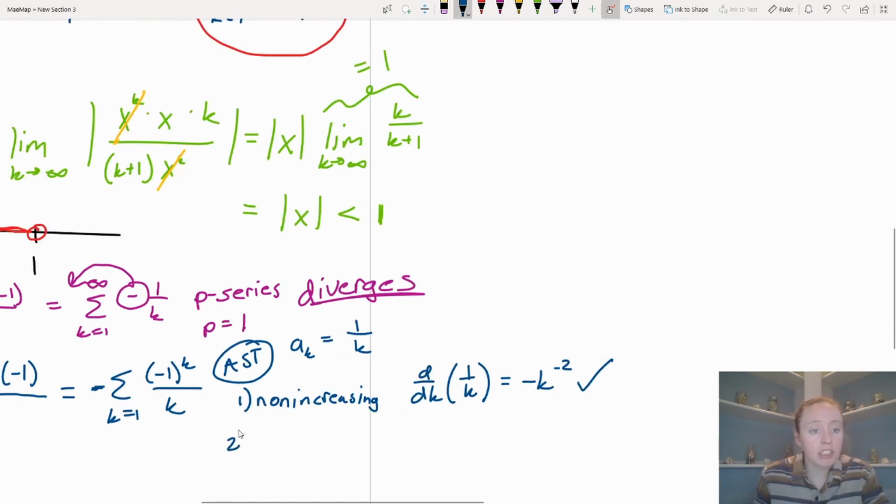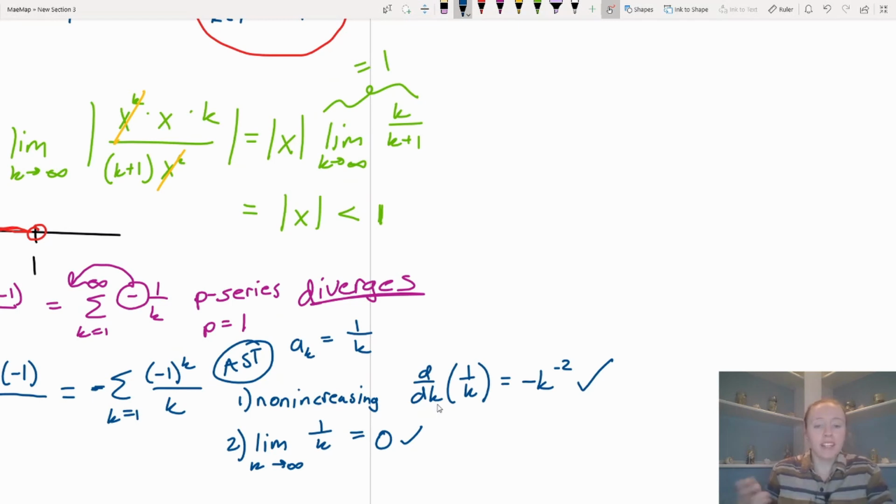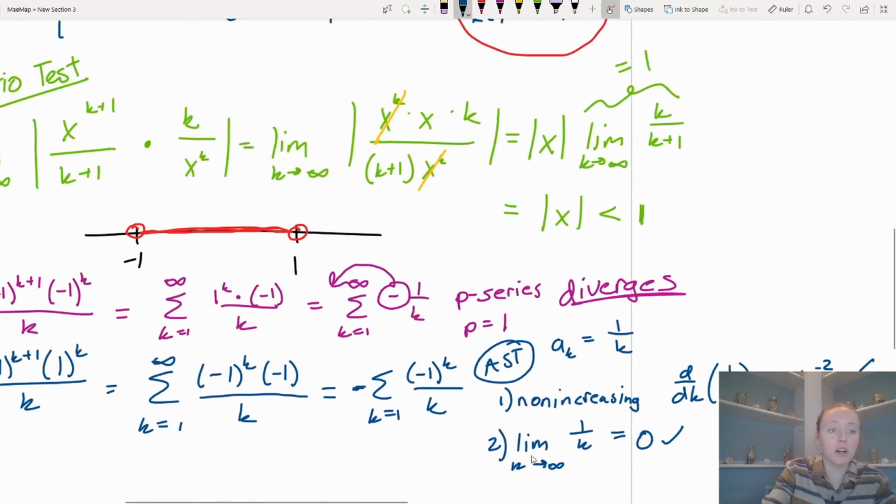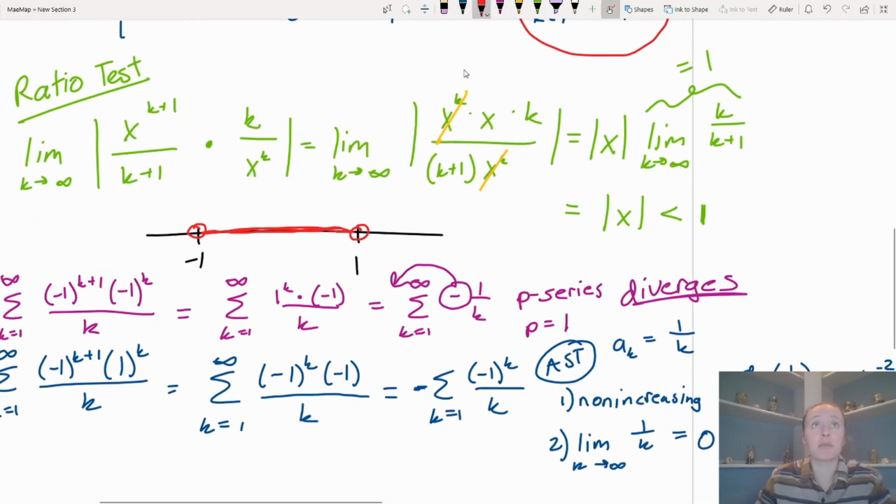And then the next step is to show that the limit as k approaches infinity of that a sub k, so the limit as k approaches infinity of 1 over k, goes towards 0, which it does. So by the alternating series test, because this series meets the criteria for 1 and 2, we know that this series converges. That's why it's important to test the endpoints. So even though we weren't converging at -1, we are indeed converging at +1.